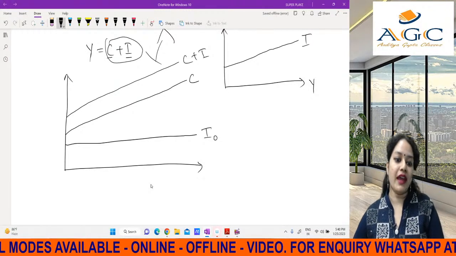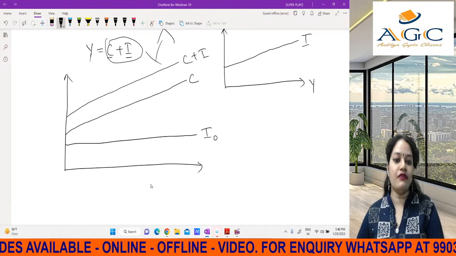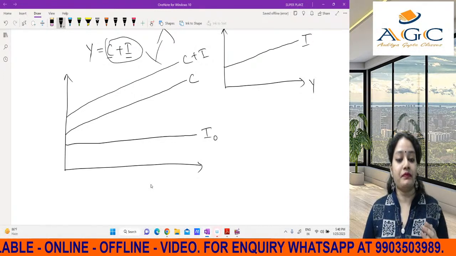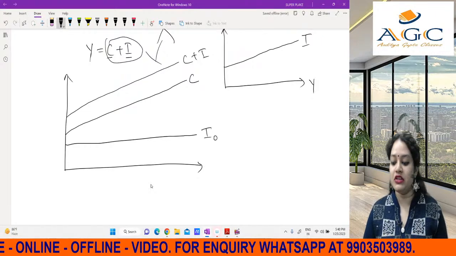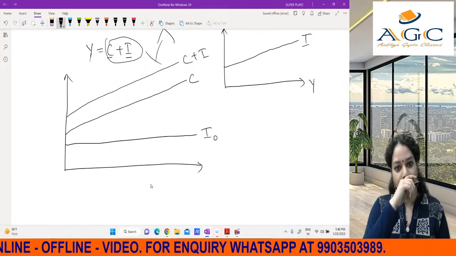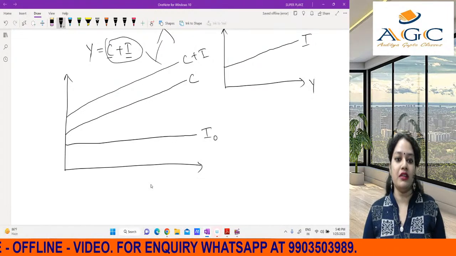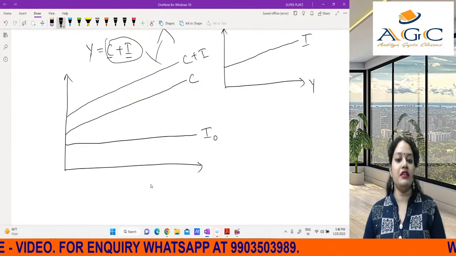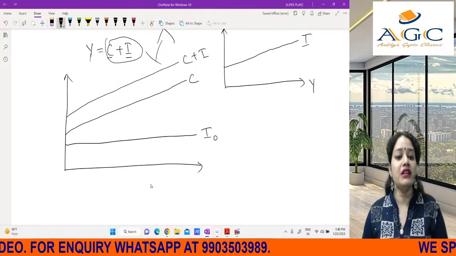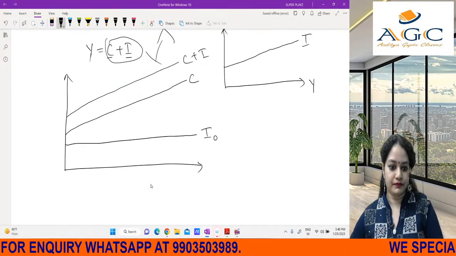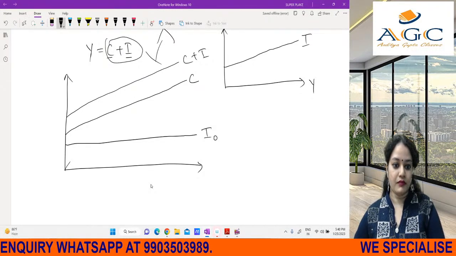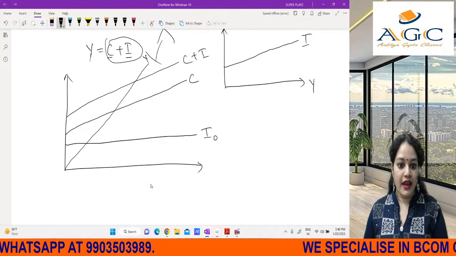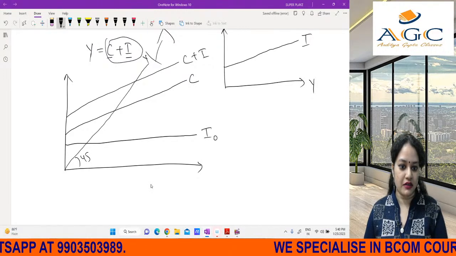Okay? So Y is what? Y is always a 45-degree curve because it is assumed that your income is equal to your expenditure, which is not always the case. In reality, your income is not equal to your expenditure. You might do your savings or something, but it is assumed that your income is equal to your expenditure. So the income line would be a 45-degree curve, and you have to mention 45-degree here.